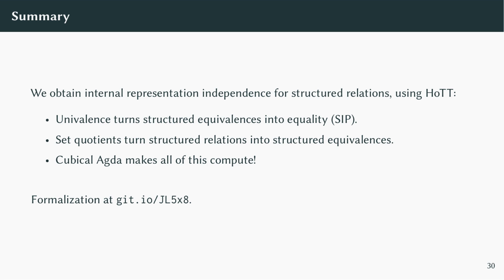Summing up, we're able to obtain internal representation independence results for structured relations in dependent type theory using several ideas from homotopy type theory. Univalence tells us that structured equivalences induce equalities of structures, a result known as the structure identity principle. We identify conditions under which set quotients allow us to turn structured relations into structured equivalences, allowing us to apply the structure identity principle. And all of this computes properly because we're using Cubical Agda.